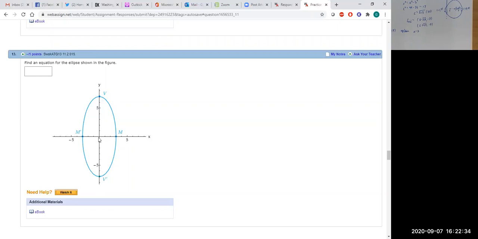The center, obviously, is at 0, 0. So the center is at the origin. So it means h and k are going to be 0, 0. And now I think this M here, they put it there for the minor vertices. And you can see from the center to this minor vertex is 3. So that means b must be 3. And as it turns out, that should be all I need to figure out the equation.